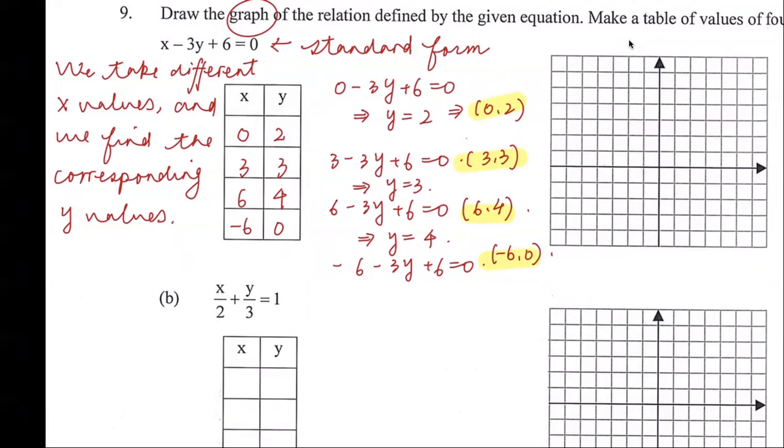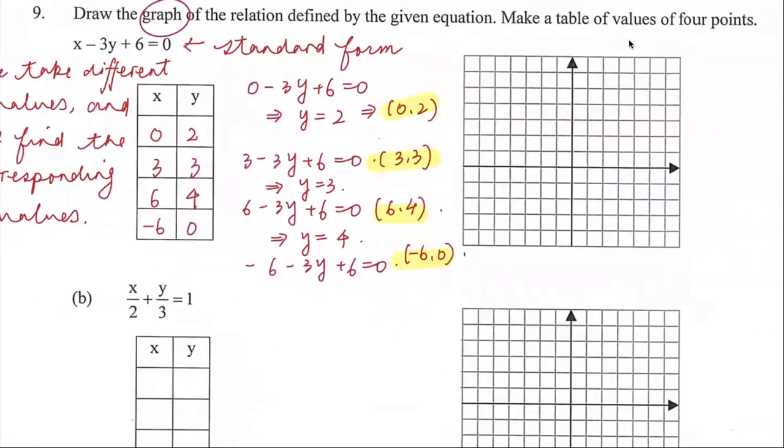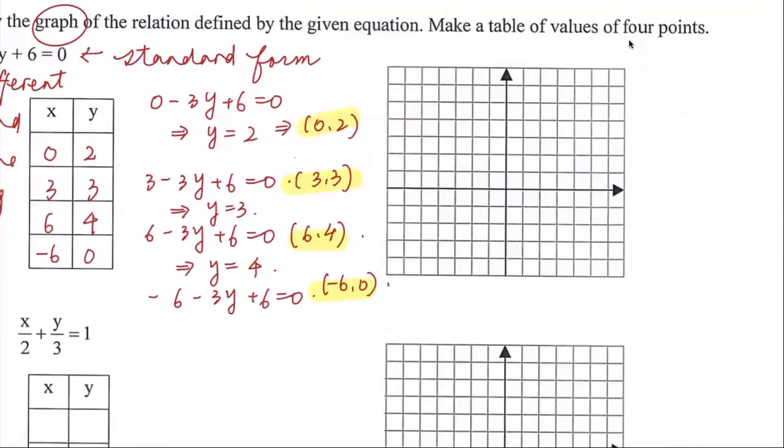I took 4 different x values, 0, 3, 6, minus 6, and I found 4 different corresponding y values. But you can use different x values. Okay, so now we need to plot these 4 points on the coordinate plane. So first one, 0, 2. We know that this is the x-axis, this is the y-axis, right? And this is 0, 0. This is the origin.